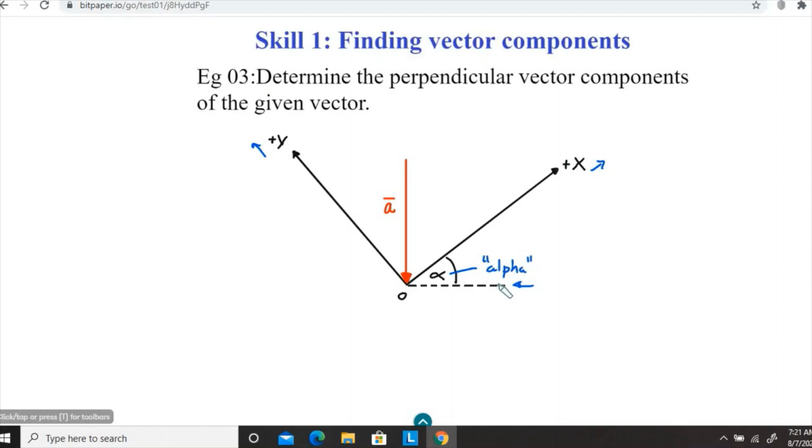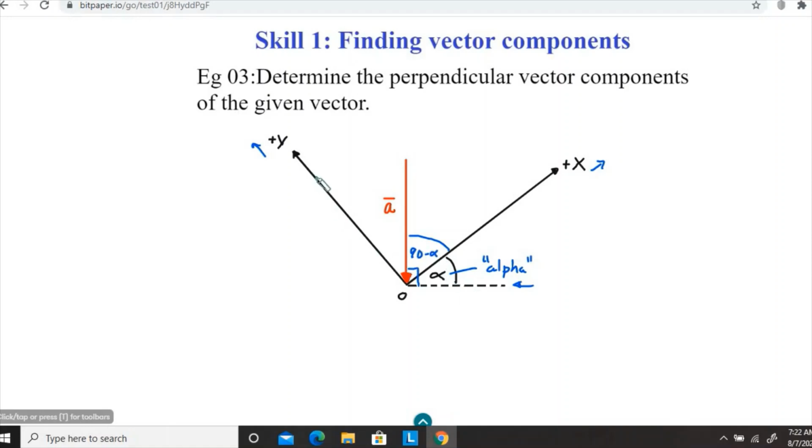Now how are we going to find the angle? How do we define the angle relative to the vector given, which is a vector? If you can see, this a vector is vertical. So that means over here we have a 90-degree angle. So if this is alpha, that means this is 90 minus alpha.